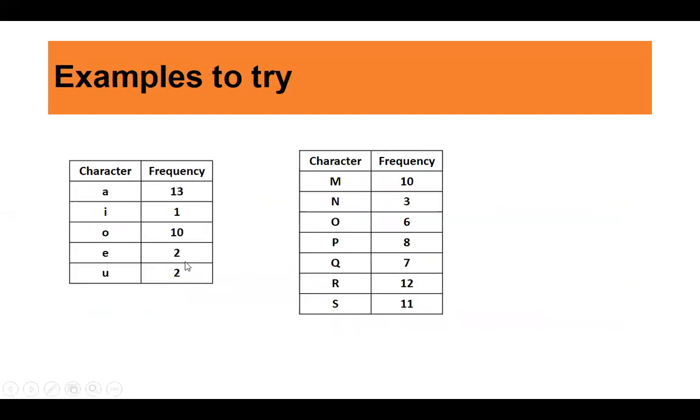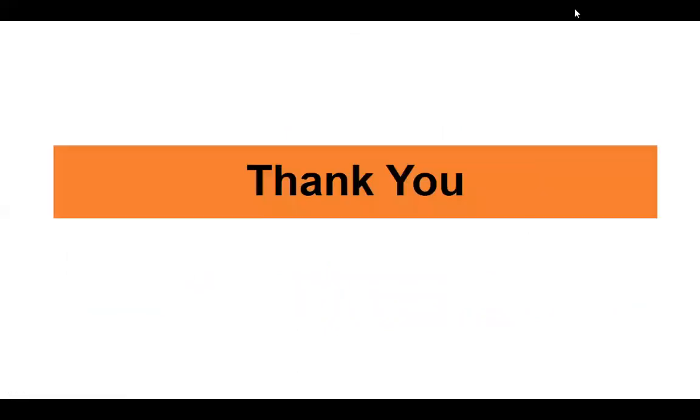Fine. Now these are the two examples I want you all to try. Create a Huffman tree using this table and again create a Huffman tree using this table. I hope the concept was clear. It's a very good example of the greedy approach. What we do here is create a tree using a bottom-up approach. First you use the leaves and then you create the root.